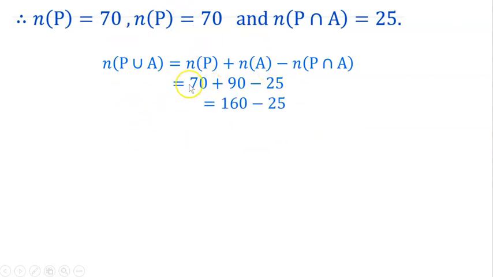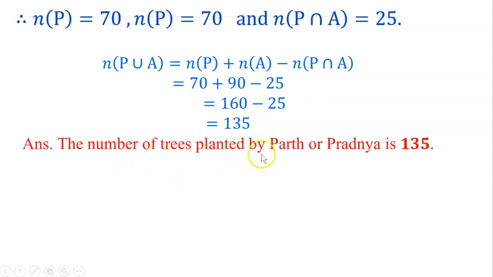The 70 plus 90 minus 25. Then you will get 160 minus 25. Therefore, the number of the trees planted by Pradnya or Parth is 135, or the number of the trees planted by Parth or Pradnya is 135. इथे N of P रिपीट झालेला आहे, त्याच्याऐवजी N of A is equals to 90 आपल्याला इथे घ्यायचं आहे. Okay. Now the next example.